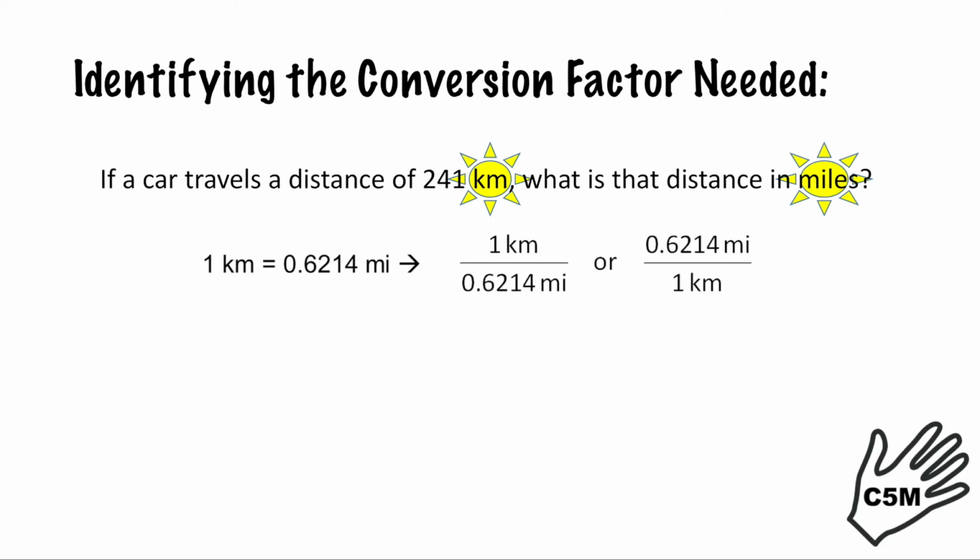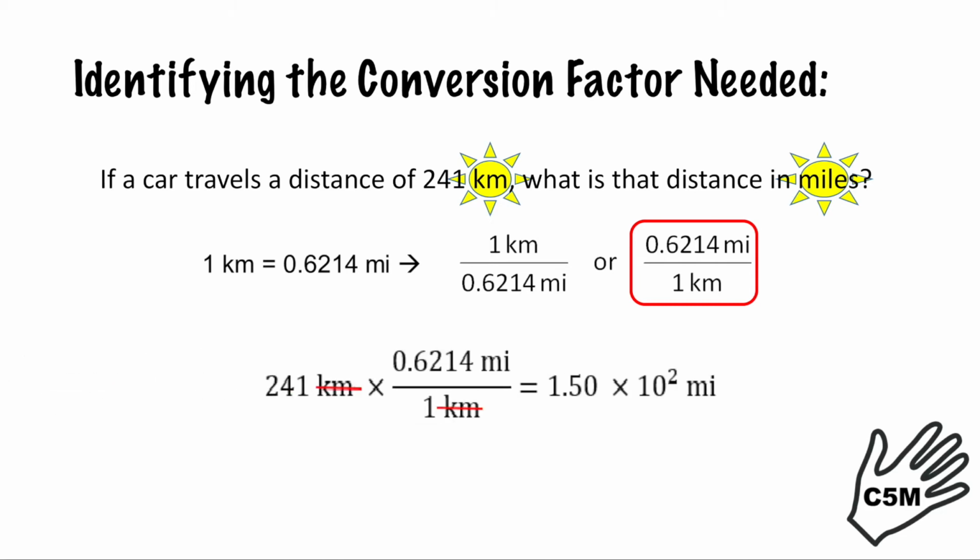Now you must decide how to use the conversion factor. What should go on top and bottom? Remember that you should put the initial units on bottom and the desired units on top. So choose this form. Now when you multiply by the conversion factor, the units of kilometers will cancel and you will get an answer in miles.